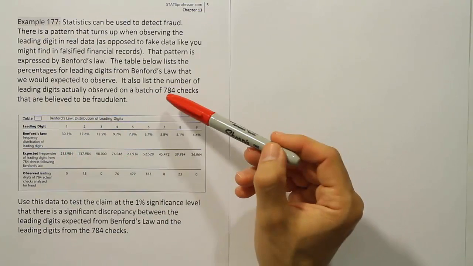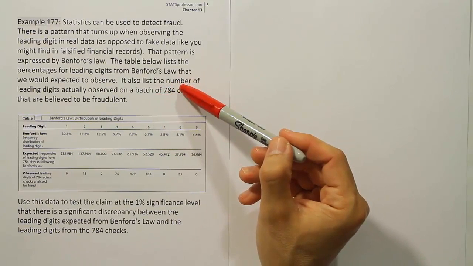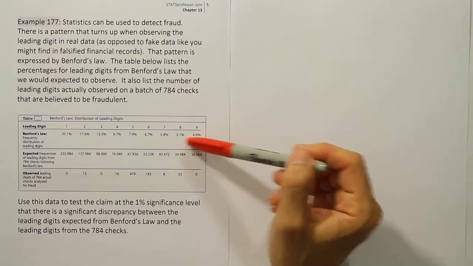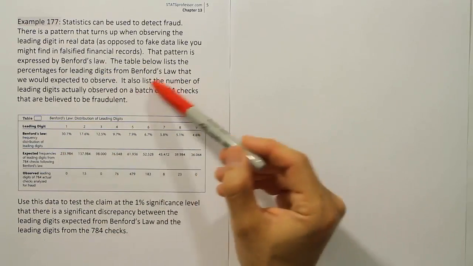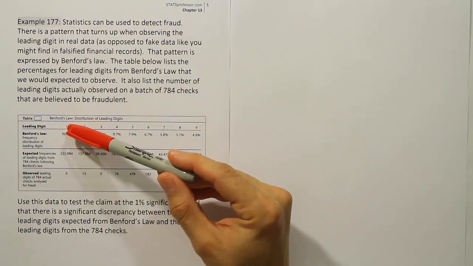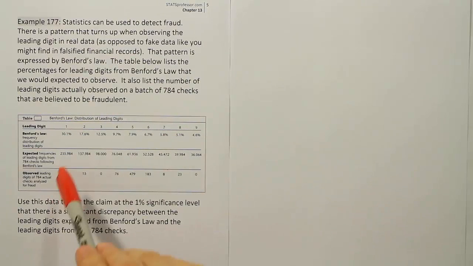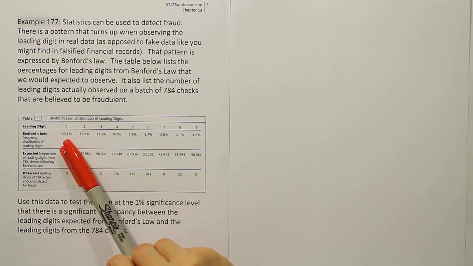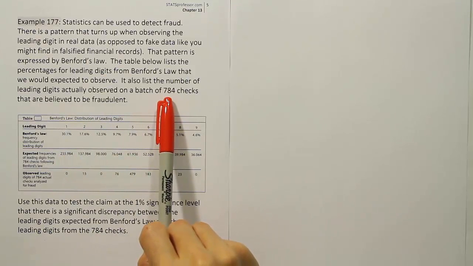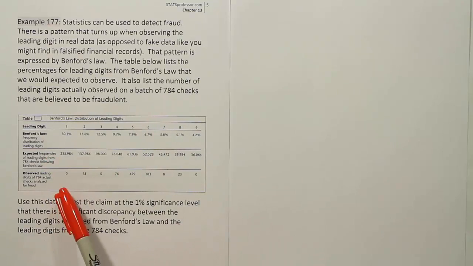And so what they're doing here is they're simply saying, hey, look, if 784 checks are in our possession, we should expect that if this law holds, which it does normally for financial records, about 30% of those checks to have their dollar amounts on the check start with a digit of 1, and so on and so forth. So they've come up with the expected values by multiplying these percents times that number of checks, and we'll talk about why that makes sense in a moment. And then they're comparing that to what they actually see on those checks.